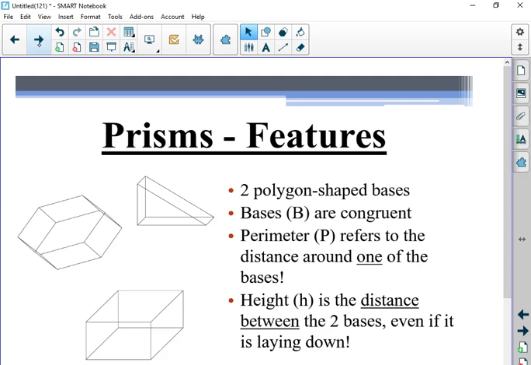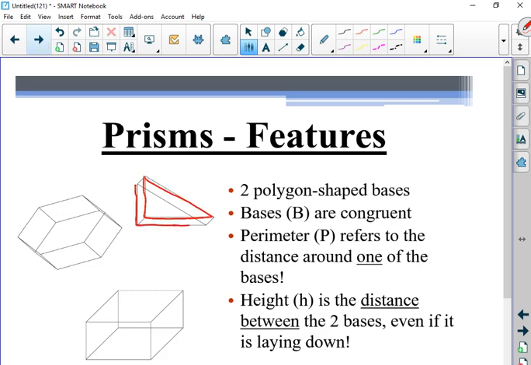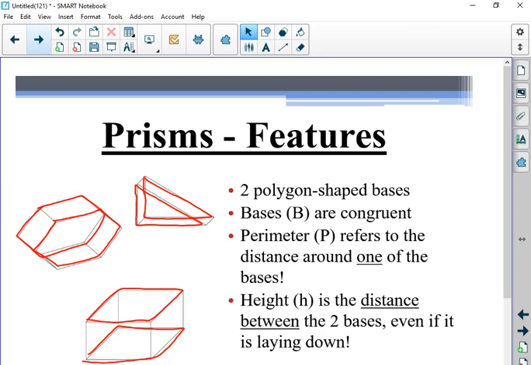So what is a prism? A prism is a two-polygon shaped base figure. So in other words, here we have a triangle, and here we have another triangle. Here we have a 1, 2, 3, 4, 5, 6 hexagon, and here's another hexagon. And of course, then we have a rectangular prism or a cube. 1, 2, 3, 4, 1, 2, 3, 4. Notice that the bases are congruent. We have two triangles of the exact same size, two hexagons, two squares, two rectangles.